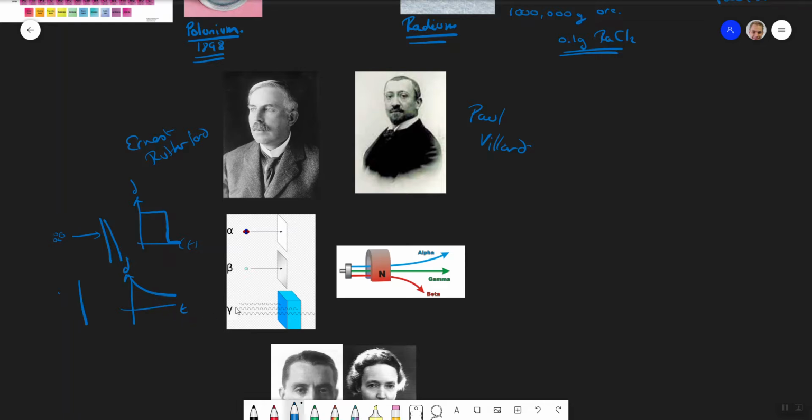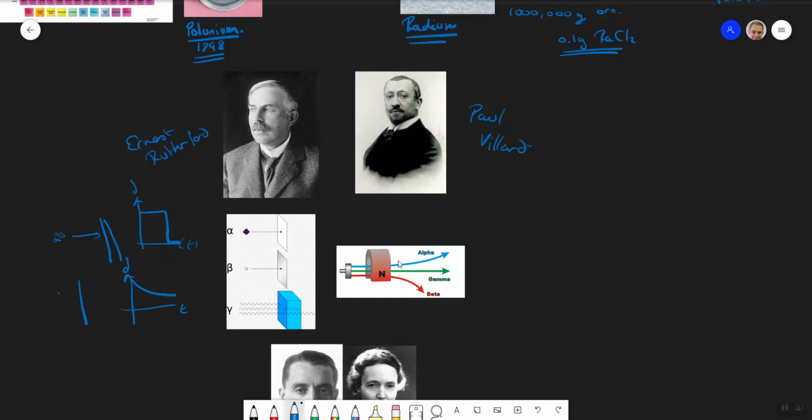And then you've got gamma, which is not isolated by Rutherford, but is identified by Paul Villard. But Rutherford would call it gamma because he had named alpha, he'd named beta, and he then said, okay, this is the third type, I'm going to go with gamma.